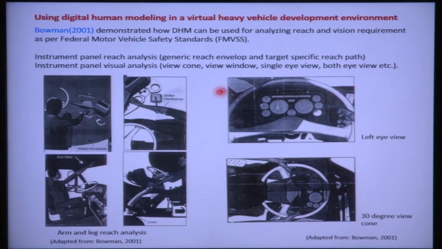So, in 2001 with this JACK software, Baumann et al. clearly demonstrated that digital human modeling software can be effectively used for positioning various components in the vehicle and also checking the position and arrangement of various controls inside the vehicle workstation.